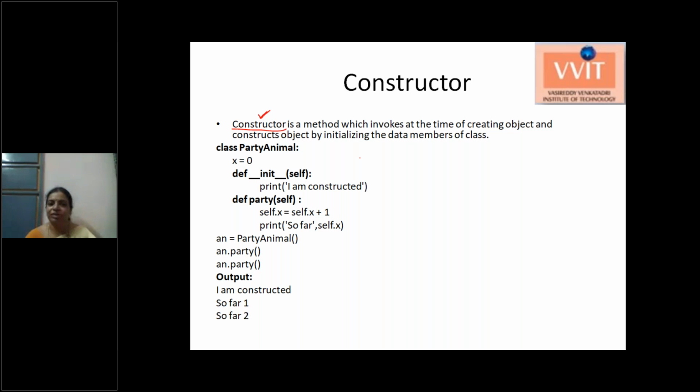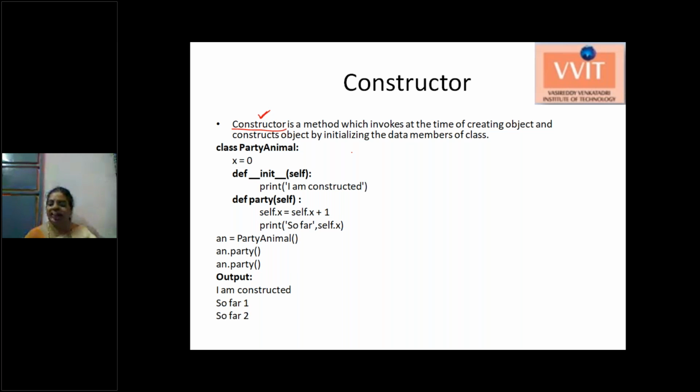And there is another advantage of this constructor method: it need not be invoked, that is, it need not be called with the object. You need not call this constructor function like any other functions. The constructor function is automatically invoked whenever you create the object. These are the two main points you need to remember. Constructor is a method which is invoked at the time of creating the object, and it is invoked by itself without being invoked by the object.